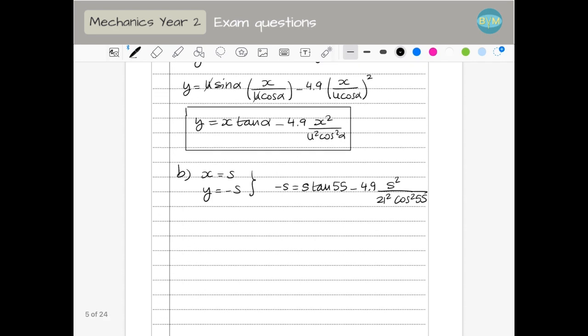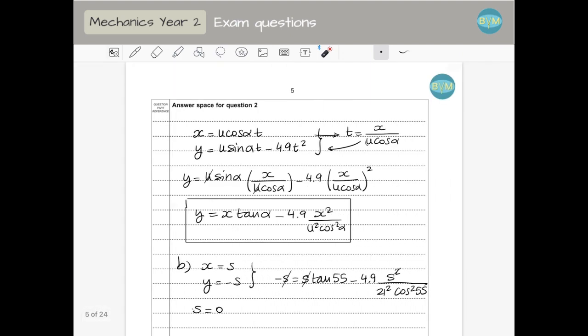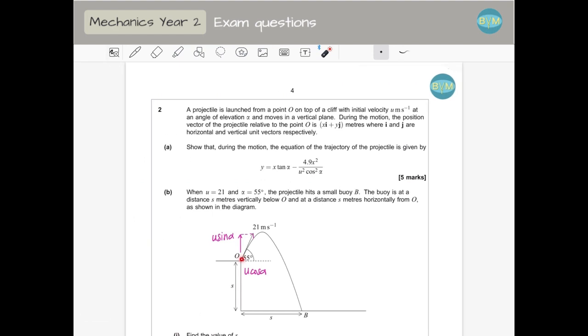We could cancel s everywhere, but remember that when we cancel a variable, that could be 0. So one of the possible answers would be s equals 0, and that's because that would be this point here. Because the x and the y are the same here, 0, 0, both of them, and the next time that they are equal to each other is this one.